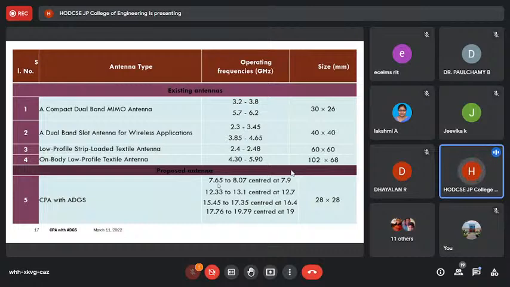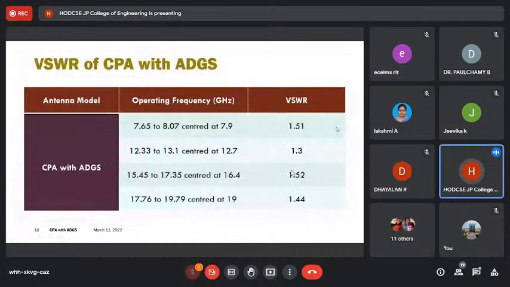That is from 7.65 to 8.01, radiated at the frequency 7.9, 12.33 to 13.2, centered at frequency 12.7 gigahertz, 15.45 to 17.35, centered at the frequency of 16.4 gigahertz, and the fourth range is 17.76 to 19.79 gigahertz, centered at 19 gigahertz, with a size of only 28 cross 28 millimeters square. We can achieve the reduced size by using our proposed work. So let us understand this. I have already explained about VSWR.